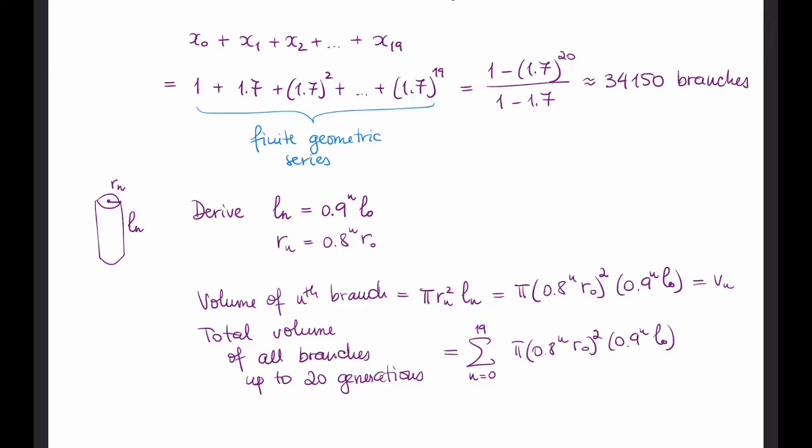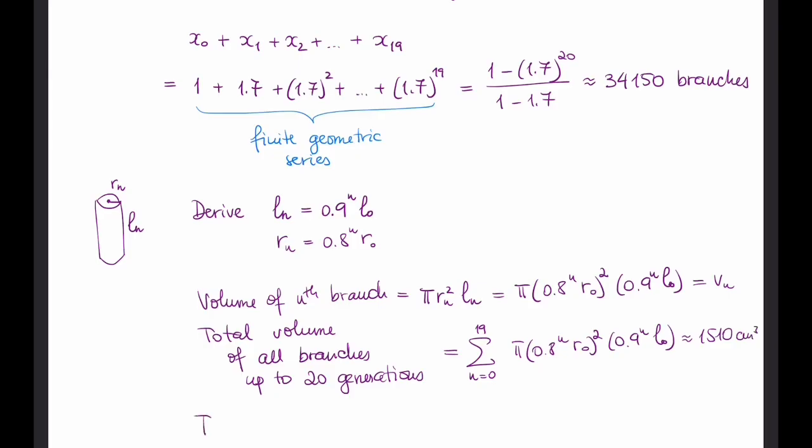If you simplify this a little bit, you will notice that this is, again, nothing else but a geometric series. The only things that depend on n here are these two values. R naught and L naught are in fact constants, so they can be taken out of the summation, and then you will have just a geometric series on 0.8 and 0.9. Applying the formula, we can see that this is approximately equal to 1510 centimeters cubed for an average human lung.